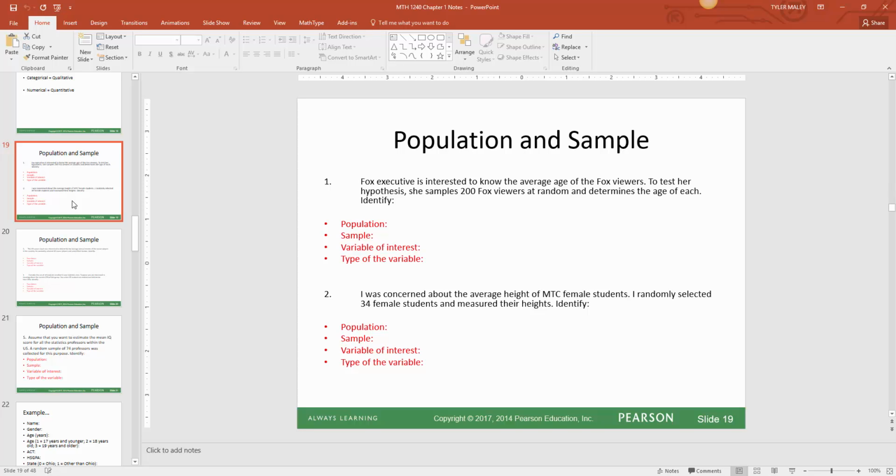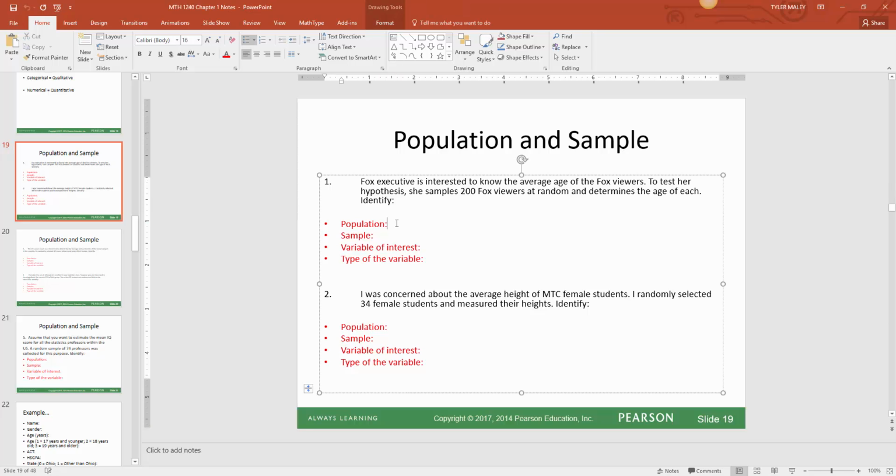We want to identify the population, which would be all of the Fox viewers. The sample is the 200 Fox viewers chosen at random. The variable of interest is age. That's what we're trying to measure. The type of variable: age is quantitative, so we can say quantitative or numerical.